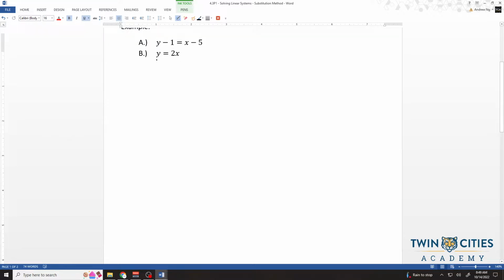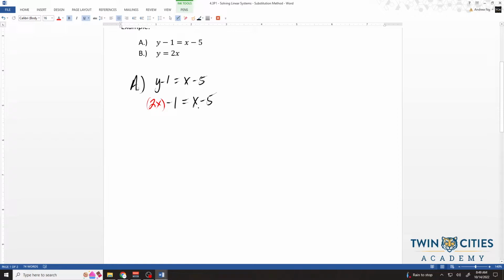So knowing that y equals 2x, I can then take this and plug this into the other equation, where the other equation starts y minus 1 equals x minus 5. Since I now know that y equals 2x, I can say that even though this is equation A, I can make this 2x instead of y here, minus 1 equals x minus 5. Now, look at what we've done. We've got only one variable left.